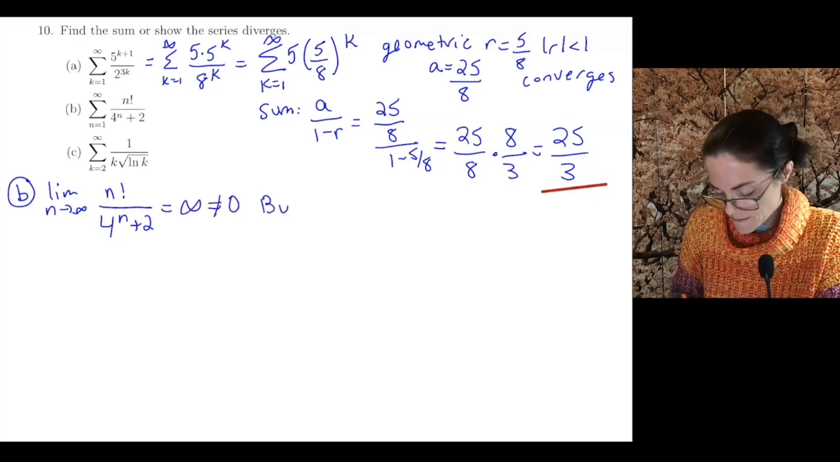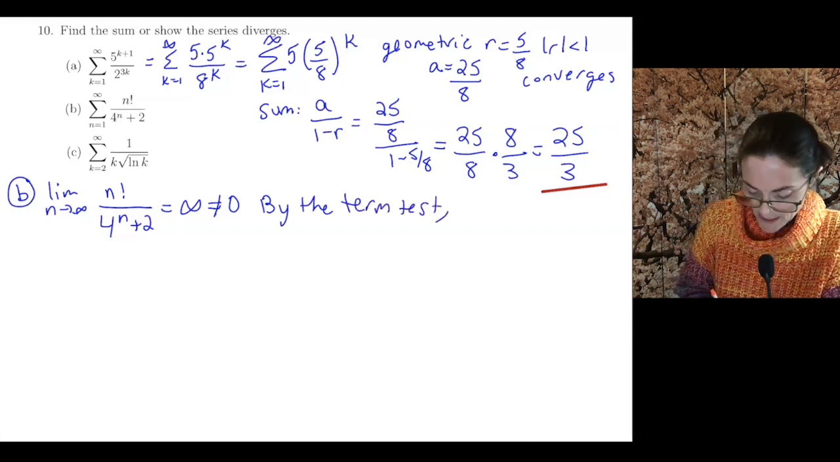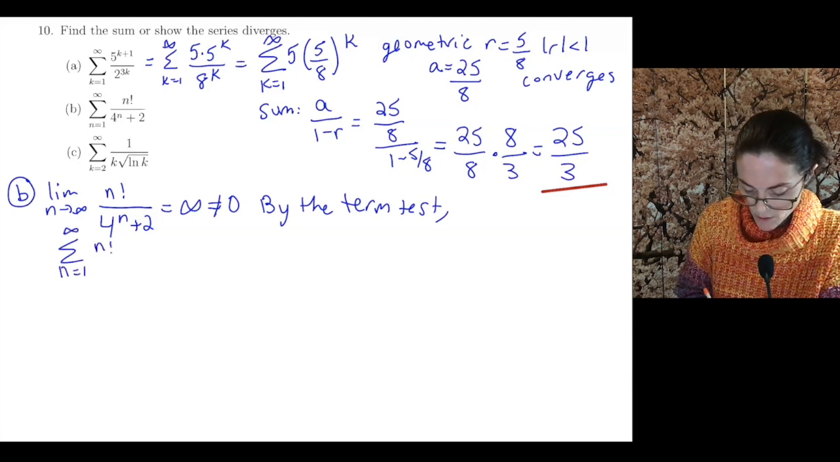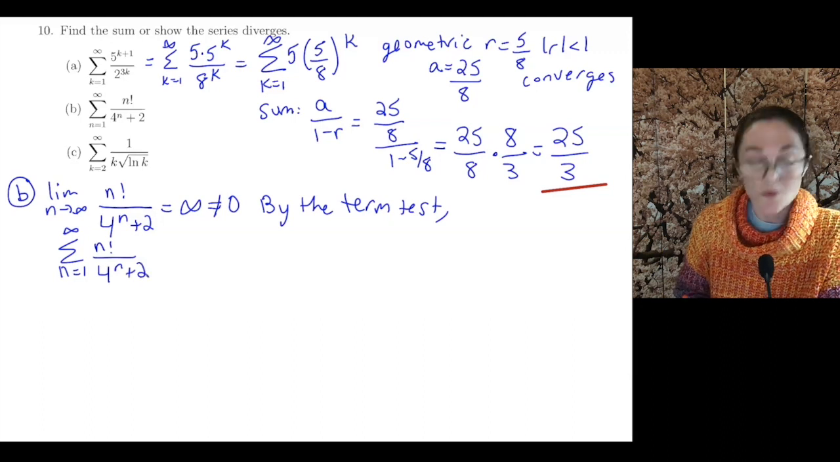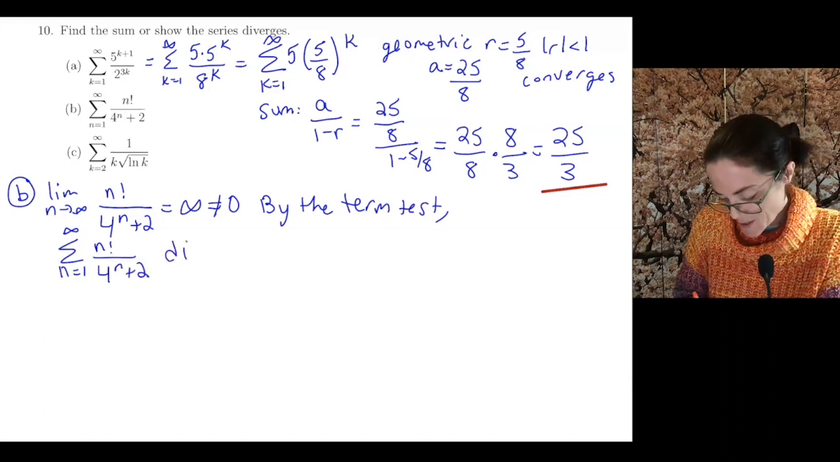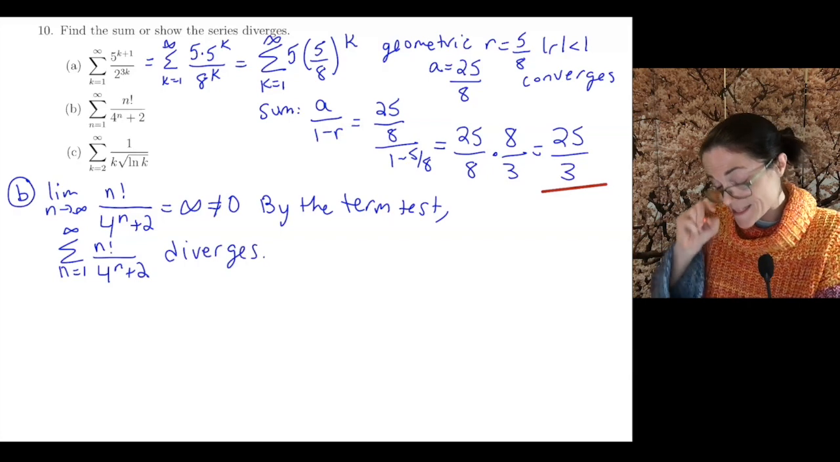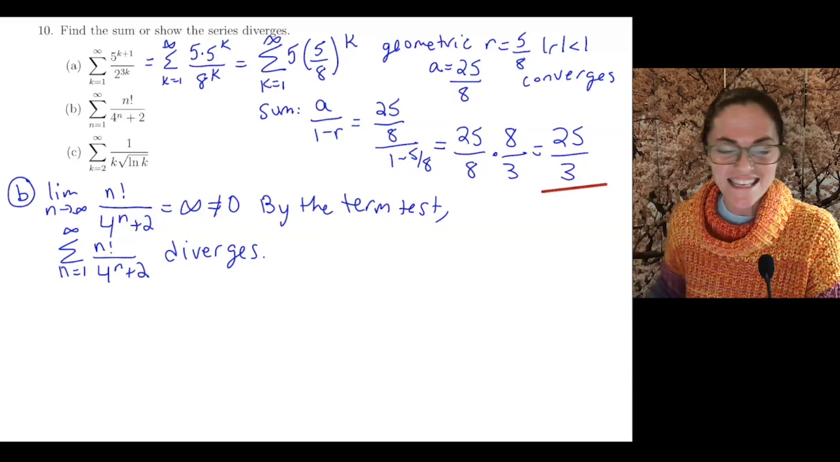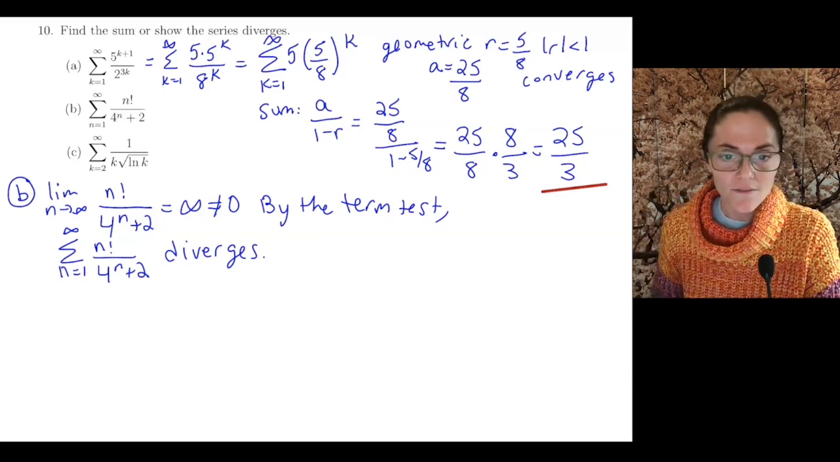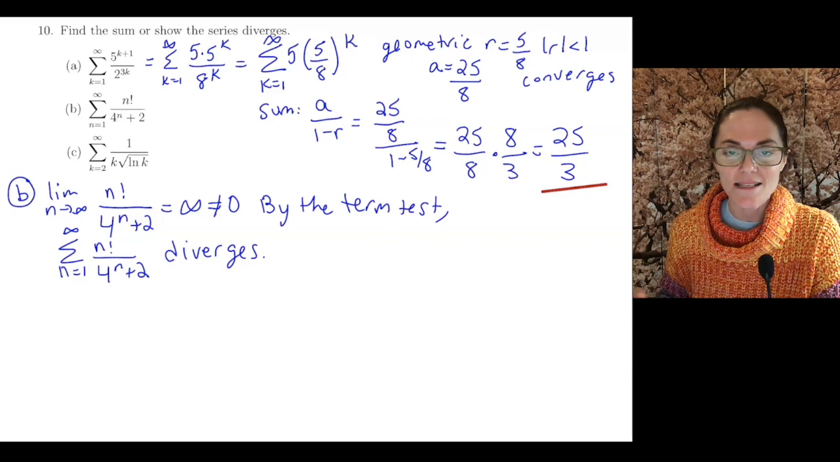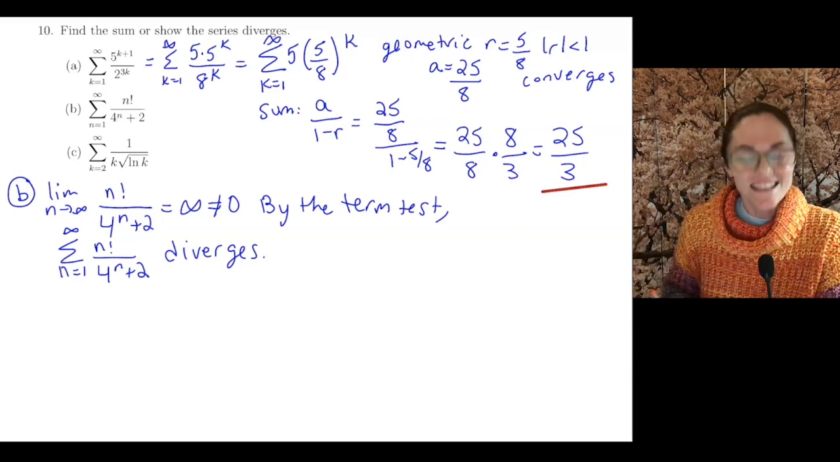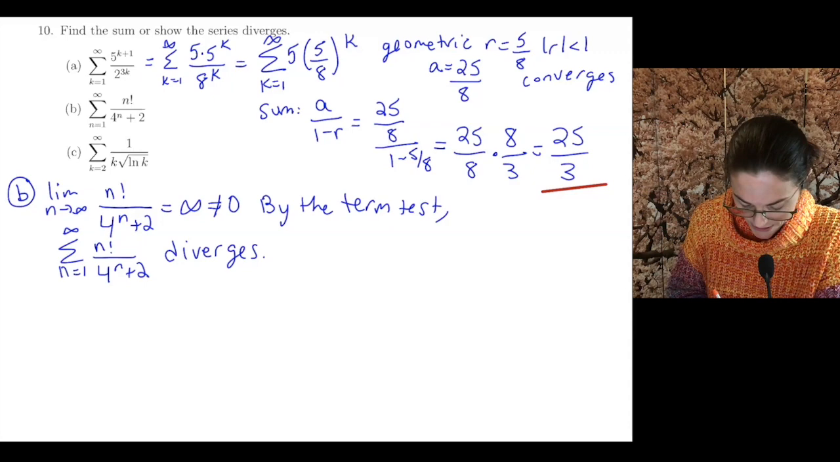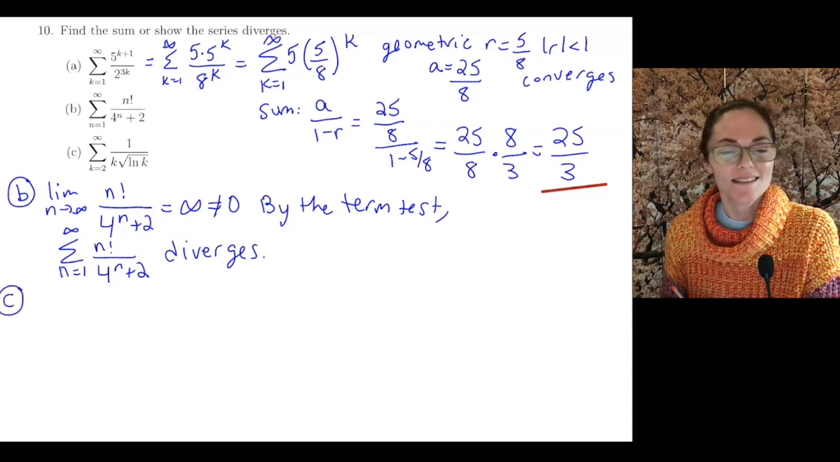By the term test, this series, which is n factorial over 4 to the n plus 2, diverges. The term test, as I mentioned in class, is one of the easiest ones to use, in my opinion. And we will definitely see that with part C. It's going to be more involved. But you have to be careful. The term test is also one of the easiest to misuse. We cannot ever conclude convergence using a term test.